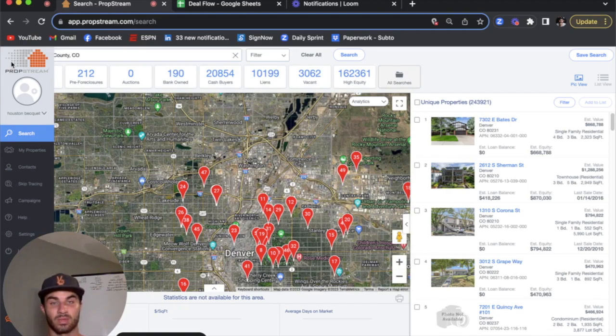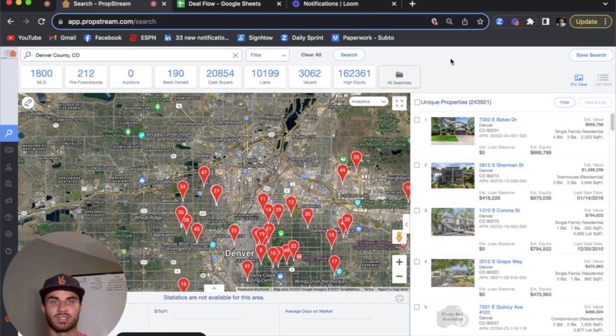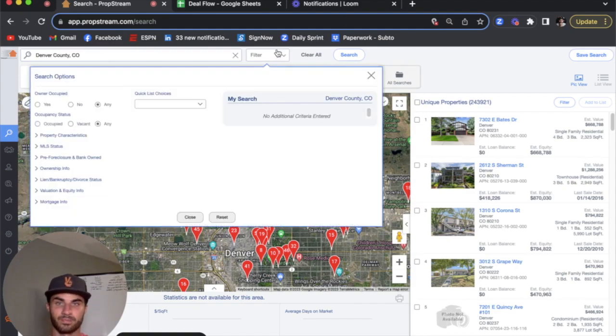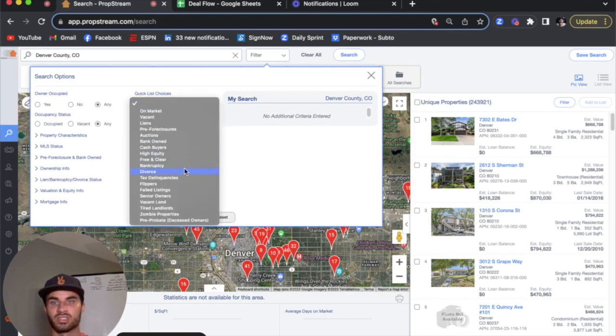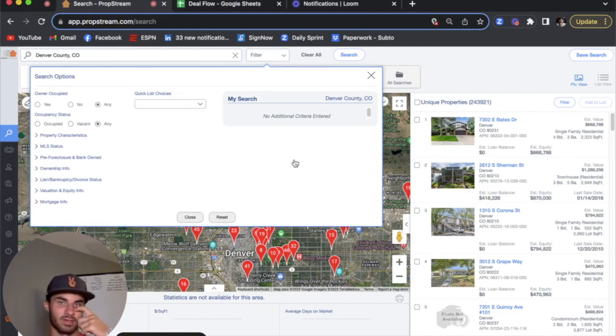It's the way that I find all my deals, and it's very helpful. So what PropStream does is it just takes all of the real estate and MLS data and organizes it and allows you to filter all of the listings, whether they're on or off market, for what you're looking for, right? So if you look up here on the filters, there's a bunch of lists you can click on: pre-foreclosures, bank owned, free and clear properties, failed listings. There's so many options.